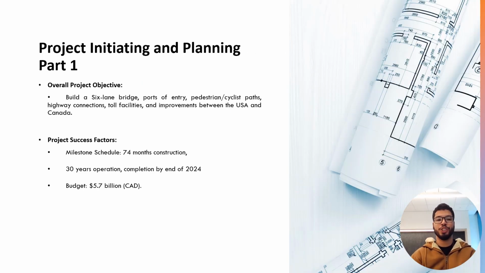As the project initiating and planning part one, we have the overall project objective, which is to build a six-lane bridge between the US and Canada with ports of entry, pedestrian and cyclist paths, highway connections, toll facilities, and some other improvements. To measure the success of this project, we have the project success factors, which are the milestone schedule, which is 74 months of construction, which must be done by the end of 2024, providing 30 years of operation with a budget of 5.7 billion Canadian dollars.